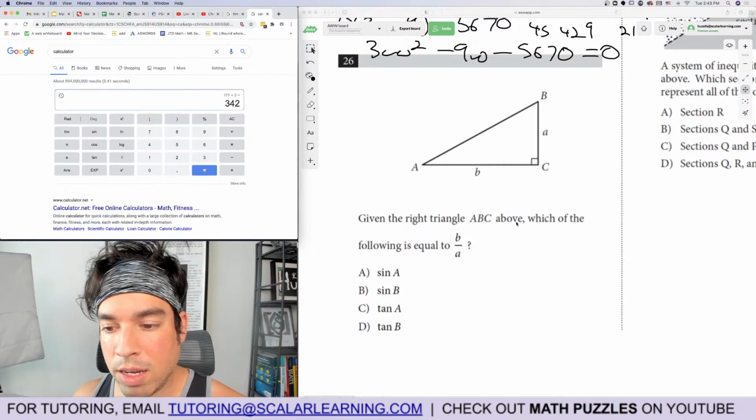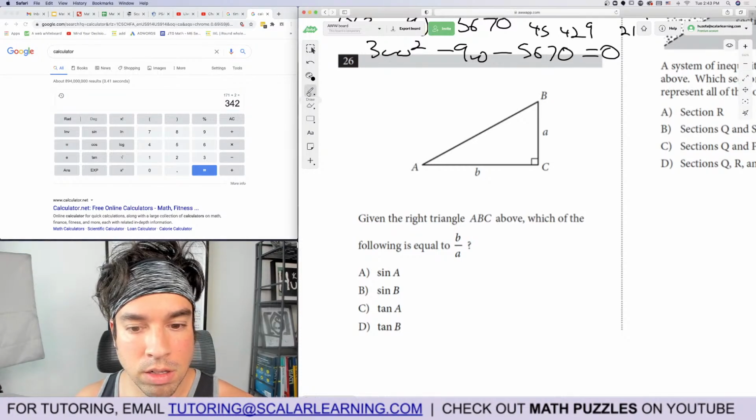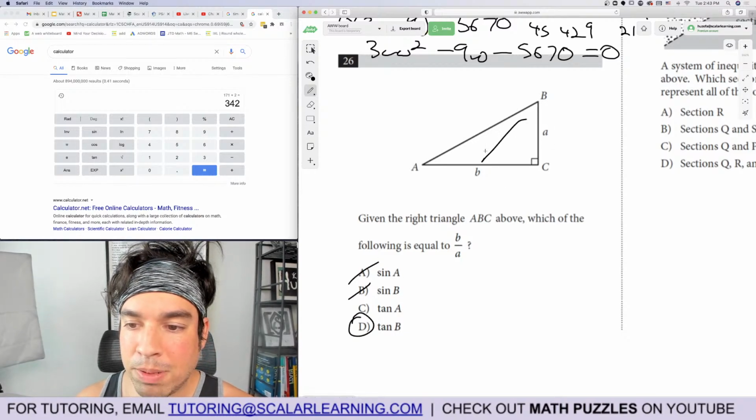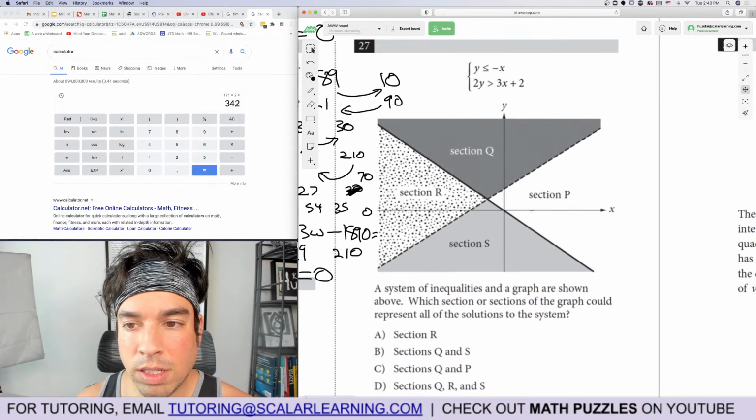Given the right triangle ABC above, which of the following is equal to B over A? Got it. B over A, it's going to be tangent of something, tangent of B. Opposite over adjacent. Boom, done. 27. Okay, we got to hustle.